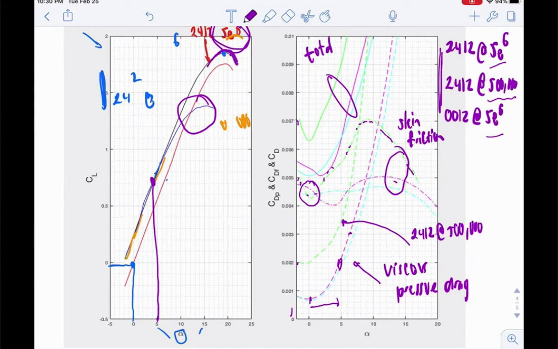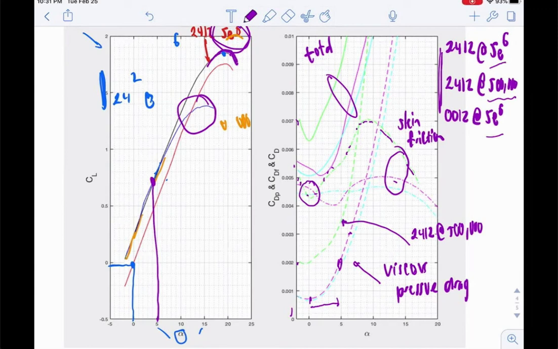This leaves us with which case is magenta and which case is cyan. And that's a little bit trickier to look at. The only thing obvious I would see here is that they're very much aligned, which tells me that the Reynolds number is similar. Their skin friction values are similar at low angles of attack. Their viscous pressure drag curves are quite similar. Not quite exactly the same, but quite similar.